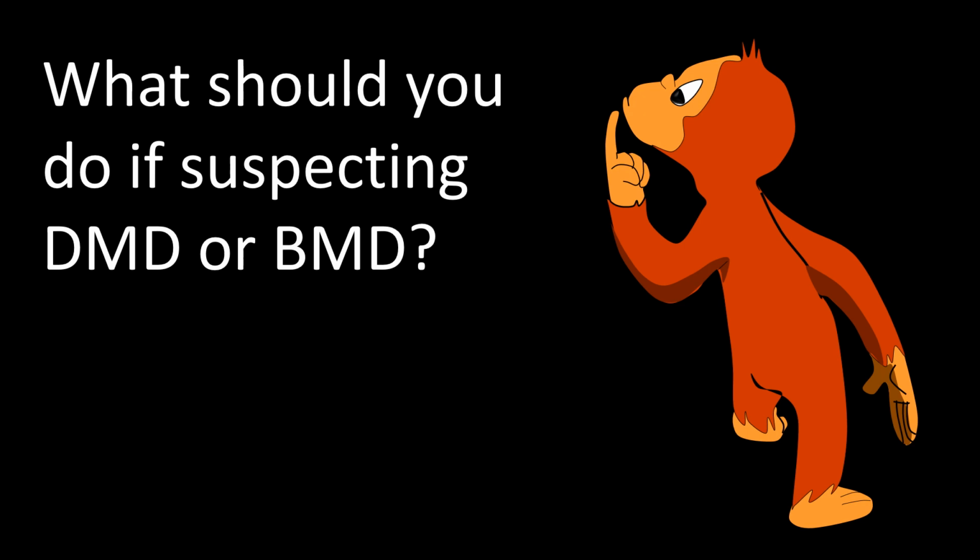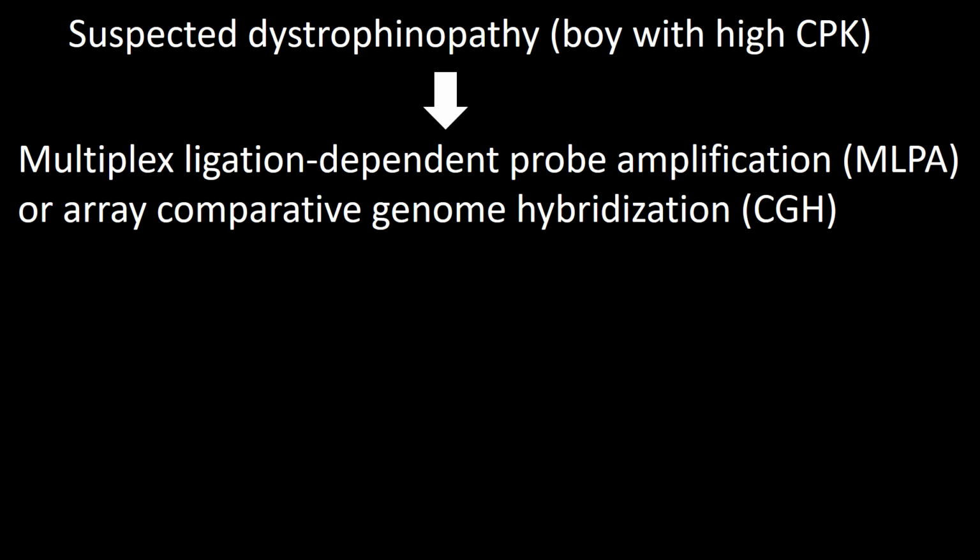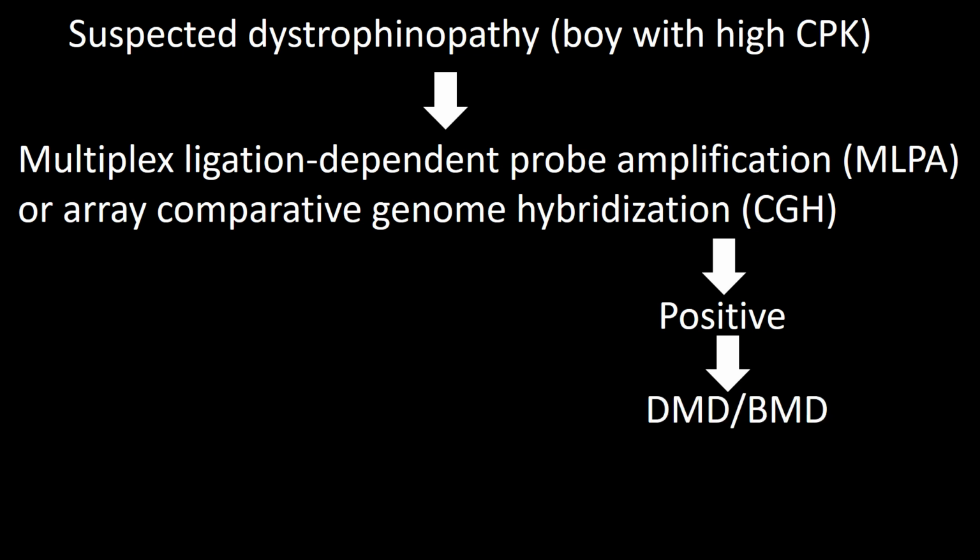What should you do if you suspect DMD or BMD? If you suspect a dystrophinopathy, whether it is DMD or BMD, which usually the suspicion falls in boys with chronic muscle weakness and high CPK, the first step is to get an MLPA or a CGH gene test. These tests detect a wide variety of mutations. If a mutation in the dystrophin gene is found, the patient has either DMD or BMD.